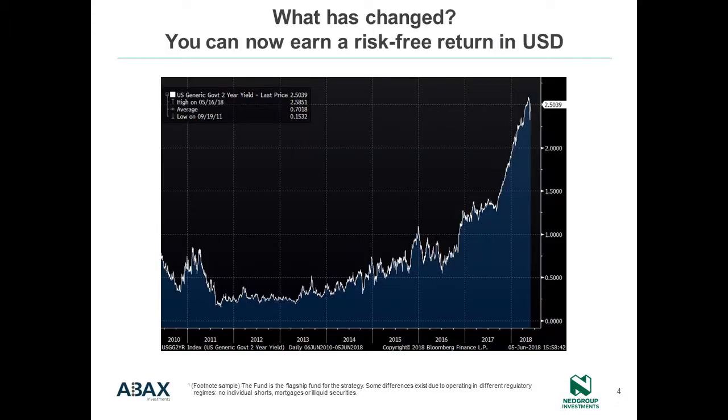Firstly, what's driven the pullback in global liquidity? It's the fact that you can now earn a risk-free rate in USD. For a long time post the financial crisis, you got nothing in terms of USD. What I've got here is the chart of the US 2-year asset, and I'm going to reference that US 2-year government bond a lot over the course of this presentation, because for us, what it represents, it's an asset with very low levels of interest rate risk. It's only 2 years, it's quite short, and it's very low credit risk.